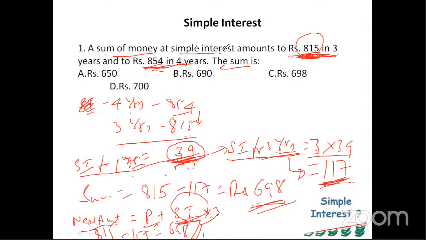Okay. So you should basically remember this point. Yeah, thanks for confirming. New amount means principal plus simple interest. New amount always means principal plus simple interest. Okay. Fine. Let's move to another problem.